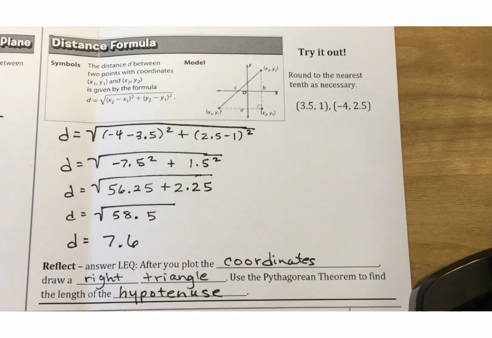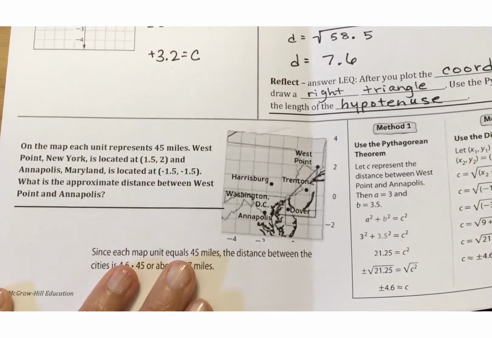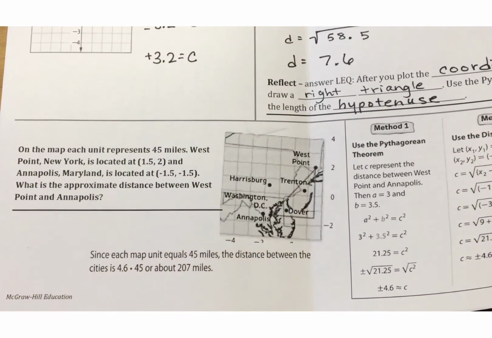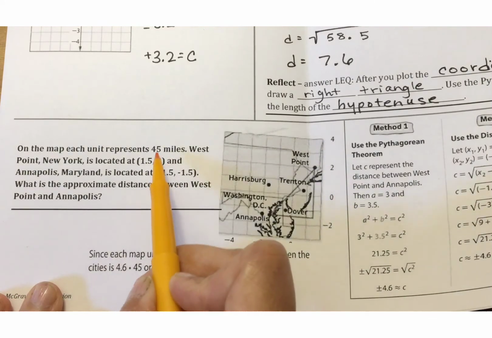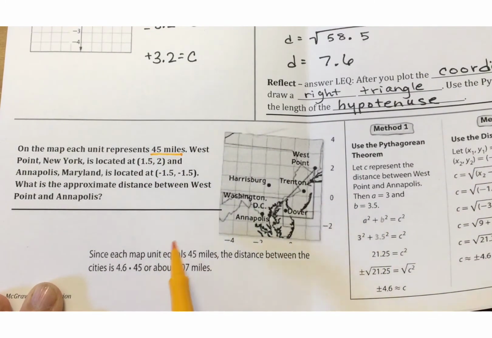And then at the bottom, it says on the map, each unit represents 45 miles. West Point, New York is located at 1.5, 2, and Annapolis, Maryland is located at -1.5, -1.5. What is the approximate distance between West Point and Annapolis? So this one is done for you, but if you have to apply the distance on a map, with that extra step, we're looking for Annapolis to West Point.